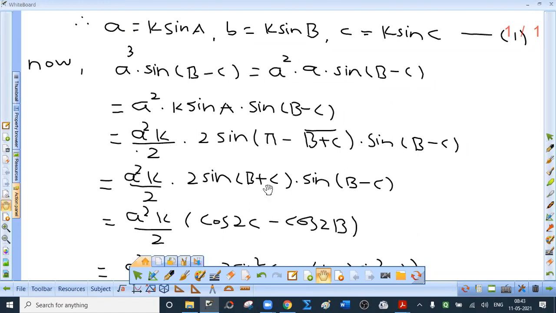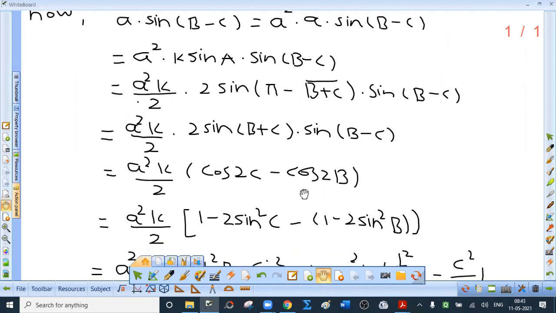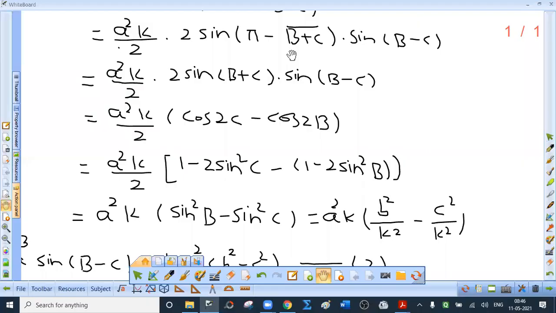Now 2 sine a sine b is cos of (a minus b), that is this angle minus this angle, minus cos of (a plus b), this angle plus this angle, which is cos 2b. So apply the 2 sine a sine b formula.